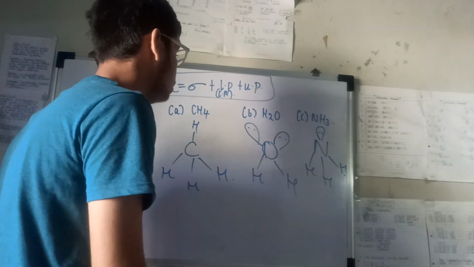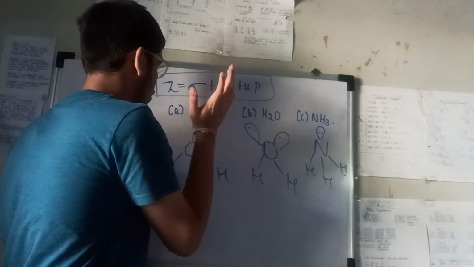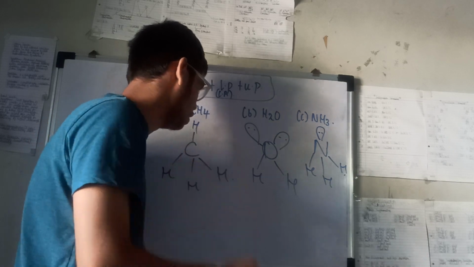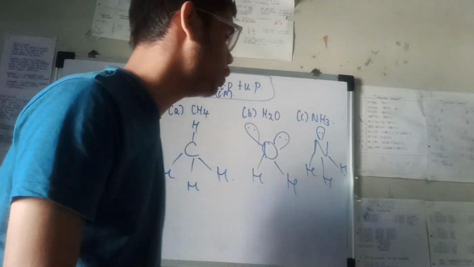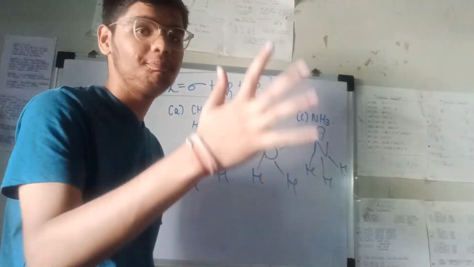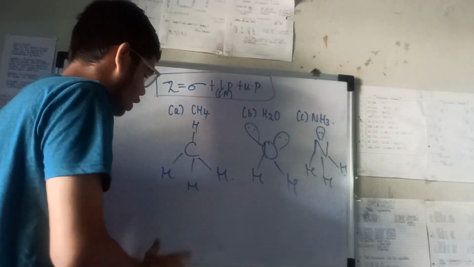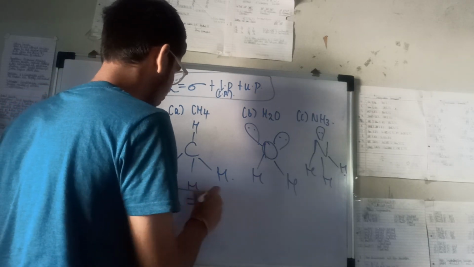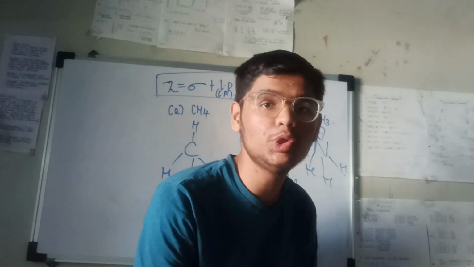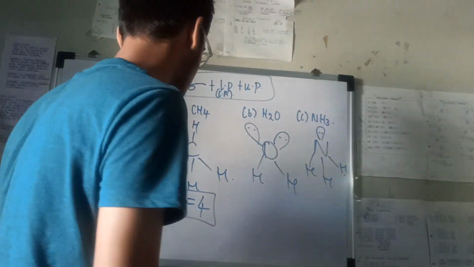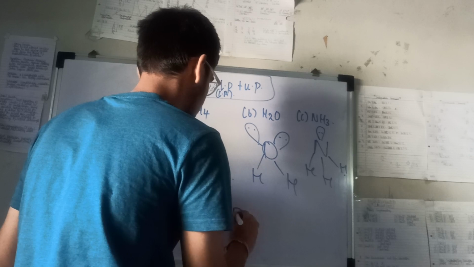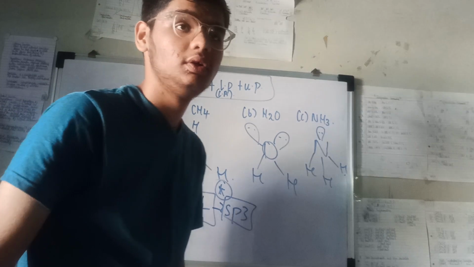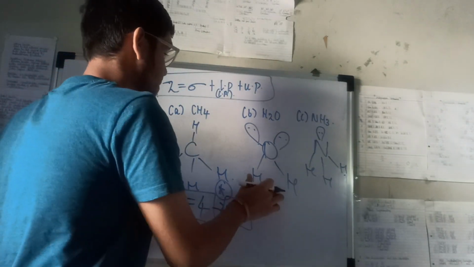Okay, now I will tell you. So first formula, sigma bonds, how many in CH4? 1, 2, 3, 4 single bonds, so 4 sigma bonds. Is there a lone pair on the central atom? No. Unpaired? No. 4 + 0 + 0, Z is equal to 4. I am telling you here itself: if Z is equal to 4, hybridization is sp3. I will give you the whole chart. Don't worry. Come to the next question.